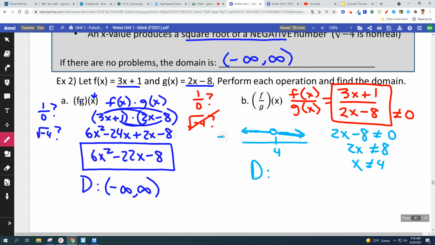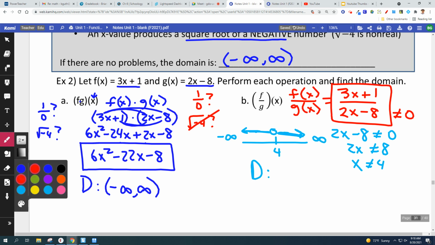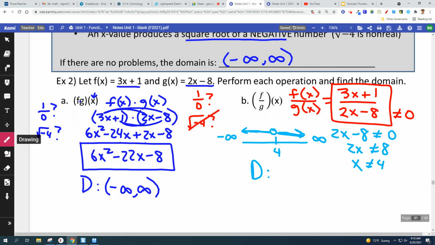Think of it like this. Negative infinity is over here and positive infinity is over here. Basically, we've got two pieces. And this piece right here says from negative infinity to 4, parenthesis, because it's not equal, unioned with this piece over here, which is from 4 to positive infinity. That says everything except 4.